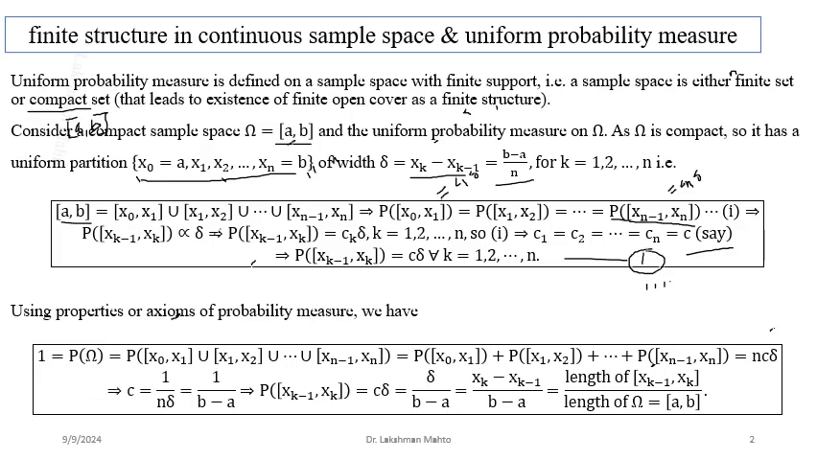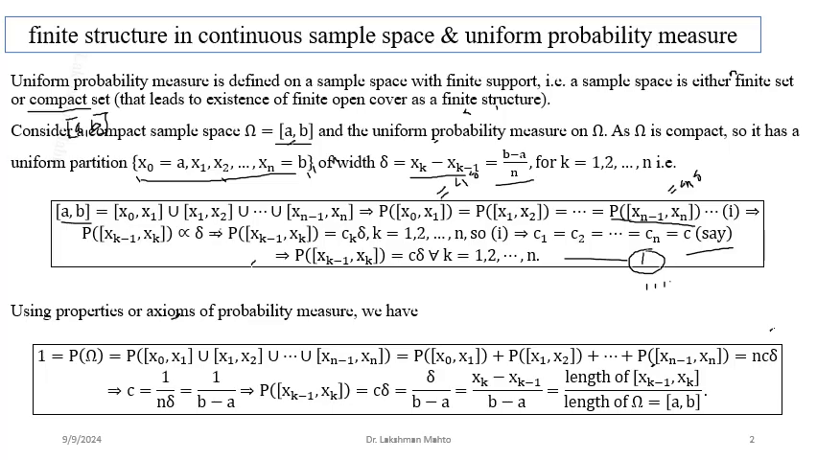The second job is you have to apply the property, or axioms, of probability measure. What does it say? It says that the probability of the sample space is equal to 1. And the sample space we have expressed in terms of a union of subintervals. In all these subintervals, there is no common thing except for the terminal points. So easily it can be decomposed through the third axiom of the probability measure. What does it say there? Probability of A union B equals probability of A plus probability of B.